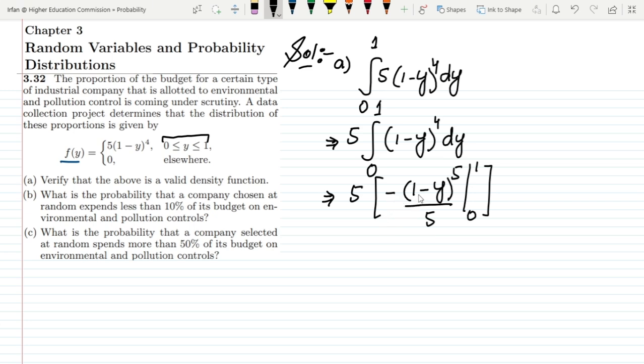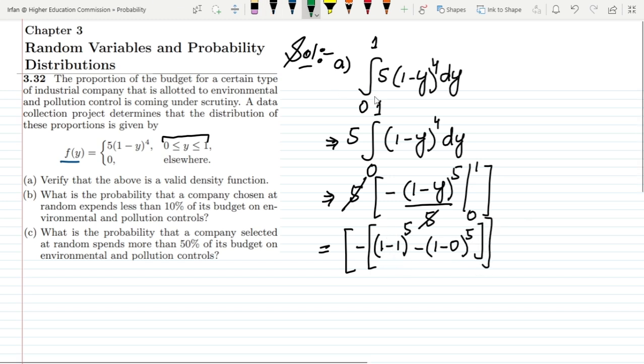Why this negative? Because we can very easily see that y has a negative sign, so integrating it will give me an output with a minus y as well. Now these two will cancel out, and putting in the values, I will get minus (1 minus y)^5. Writing the higher range first, it is (1 minus 1)^5, and then minus the lower range, (1 minus 0)^5.